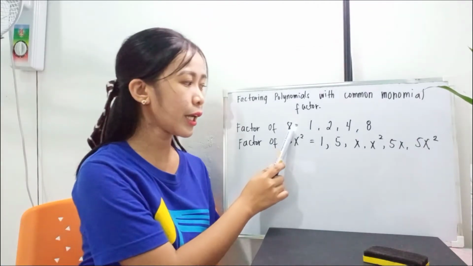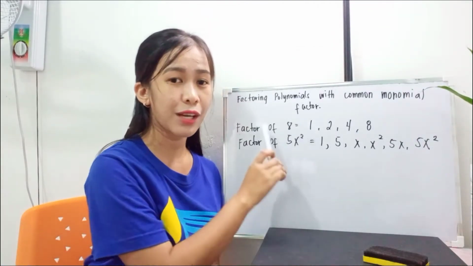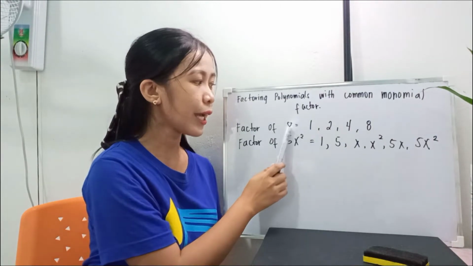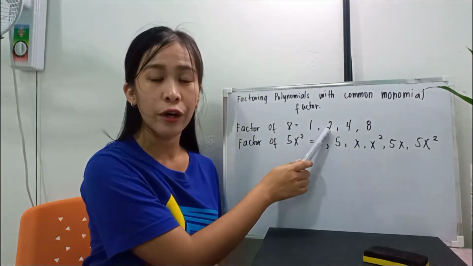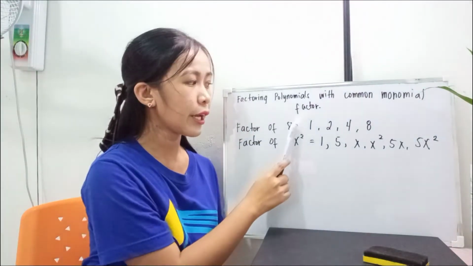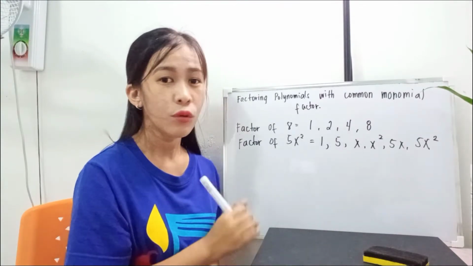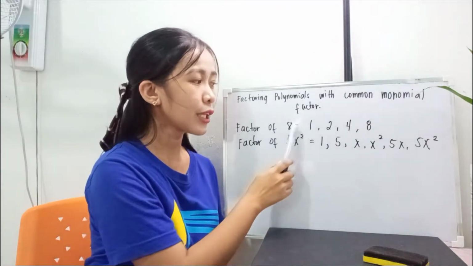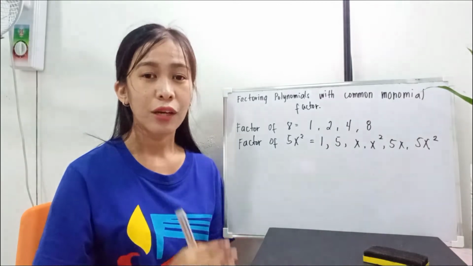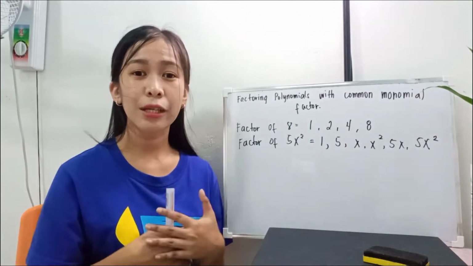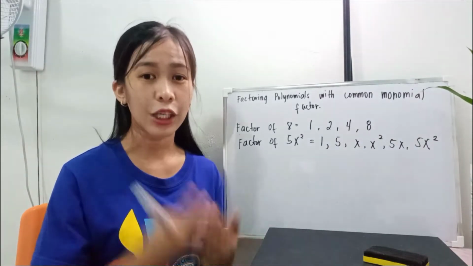Why? Kasi 8 divided by 1 is 8. Walang remainder. Okay. 8 divided by 2 is 4. Wala din siyang remainder. 8 divided by 4 is 2. Walang remainder, of course. 8 divided by 8 is 1. No remainder as well. So, yun lang naman yung sinasabi sa atin ni factor.